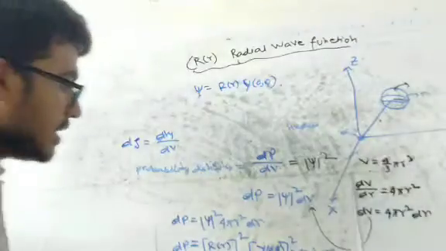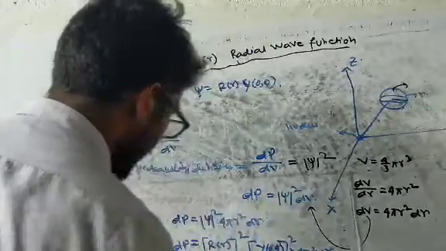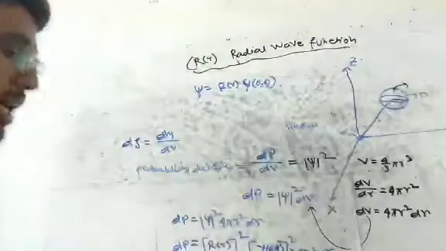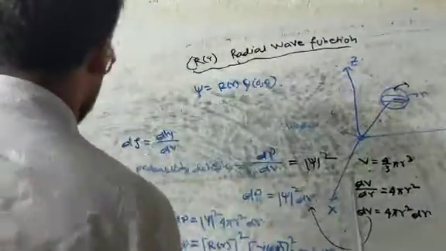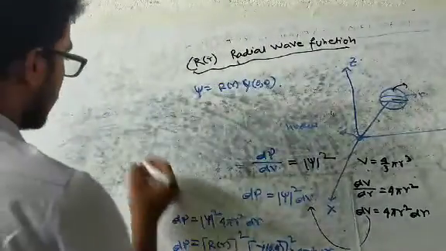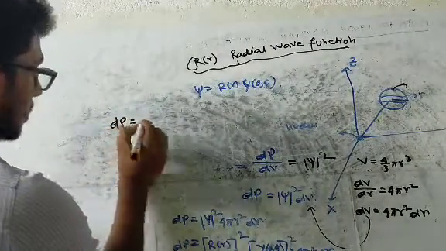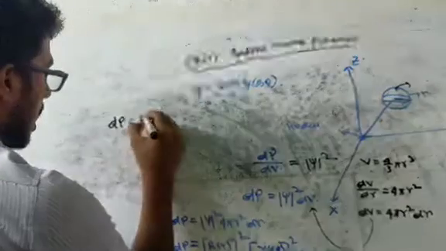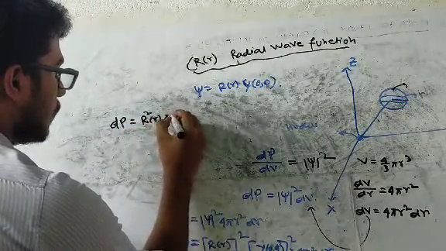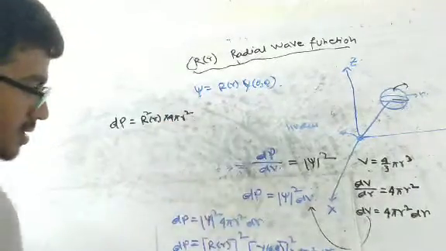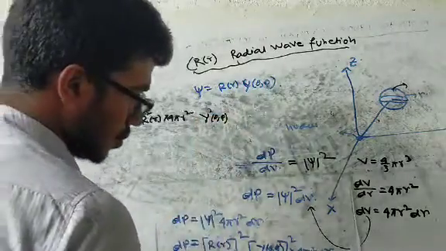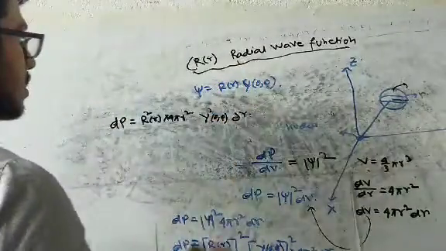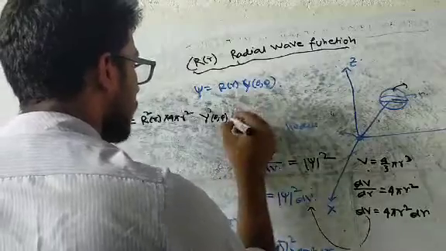Now if I take this 4 pi r square here, I can also rearrange this equation. So I am writing this equation again. I can write dP equals R square of r into 4 pi r square into Y square theta phi into dr.